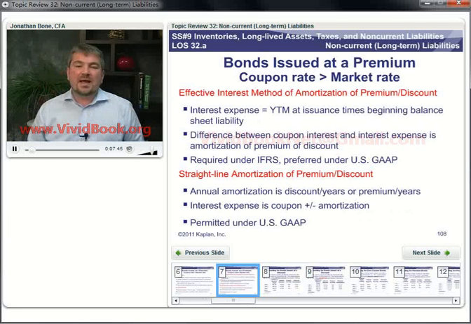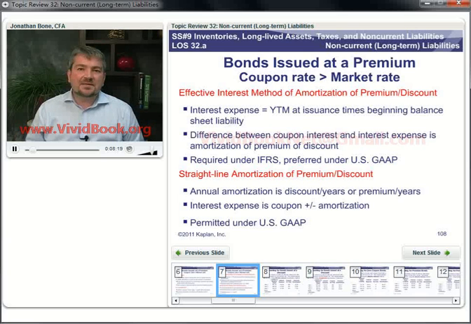Now, there are two ways, essentially, of amortizing your discounts and premiums. Okay. One is known as the effective interest rate, and you have to use it under international accounting standards, but it is only preferred under US GAAP. Now, the effective interest rate essentially calculates your interest expense by looking at the yield to maturity at issuance times the opening liability. In other words, the yield to maturity at issuance, that's just the market rate when the bond is issued. So the interest expense each period is simply going to be the market rate times the opening liability.